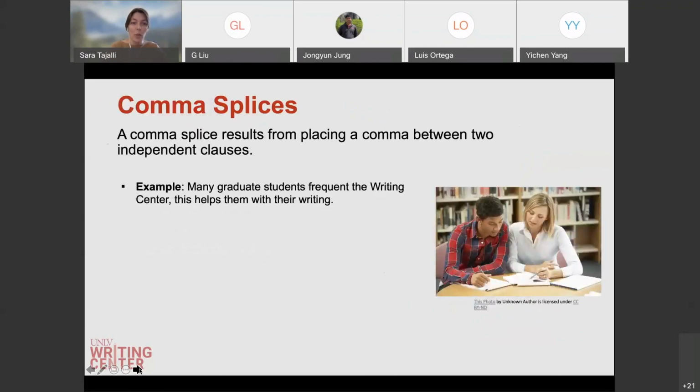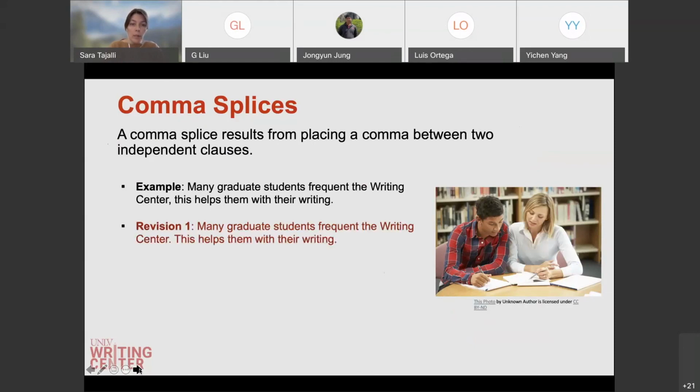All right, so comma splices are the first thing we'll talk about. I'm sure you guys have heard this a bunch. A comma splice is just when you put a comma where a period should be. So this is splitting two independent clauses, two full sentences, with a comma. Many graduate students frequent the Writing Center. Full thought, full idea. This helps them with their writing. Full thought, full idea, but they're separated by a comma, so that results in a punctuation error.